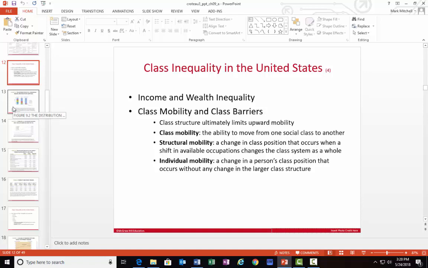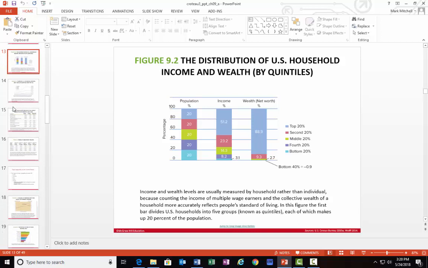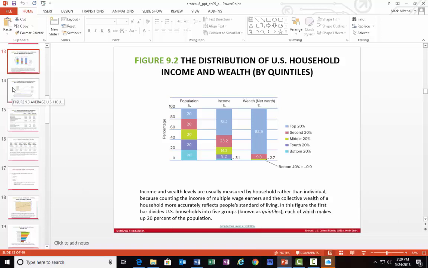We've already seen in some stratification systems there is class mobility where you can move up or down, and then depending on the system, there's others where that's not possible. Our book's next slide just shows, for example, the distribution of U.S. household income and wealth, but it's by quintiles, the different color bars broken up there into 5 parts. But the point our book is really trying to make is, again, the inequality in distribution. There are some classes that really do well, and then there are others that don't do well at all.